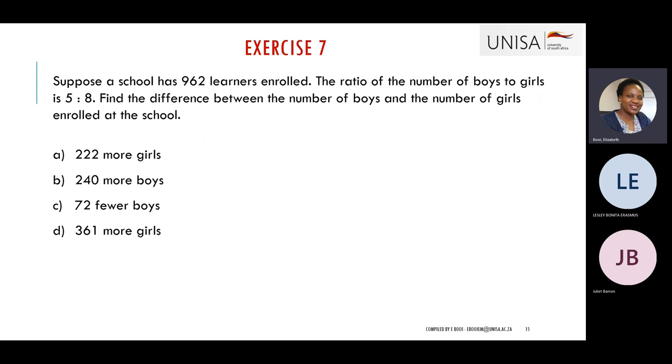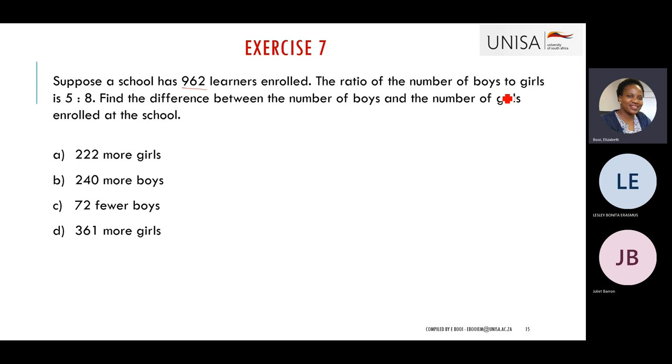So this one is truly the last question. You can also do this one on your own. We've got 10 minutes to do this. Suppose a school has 962 learners enrolled. The ratio of the number of boys to girls is 5:8.